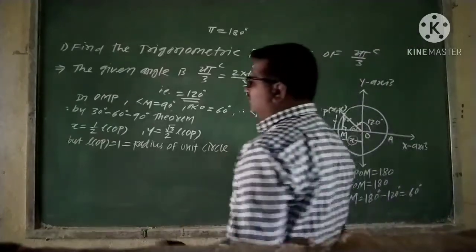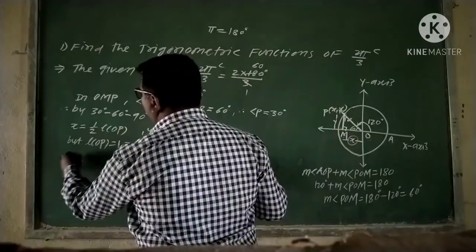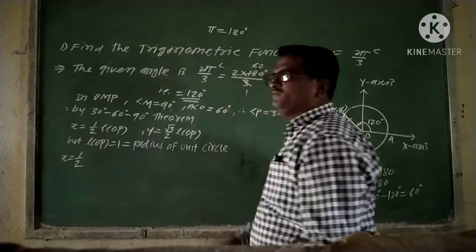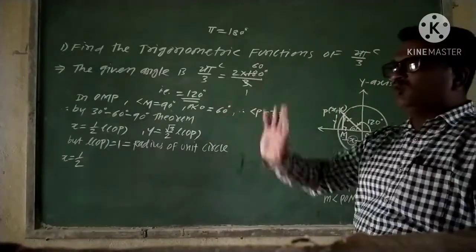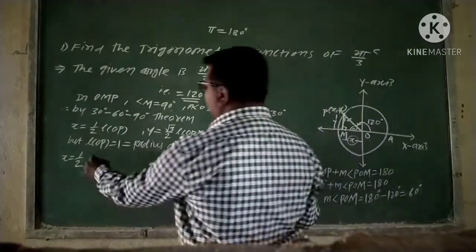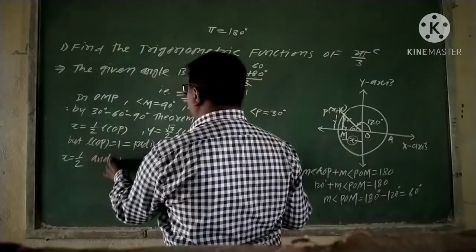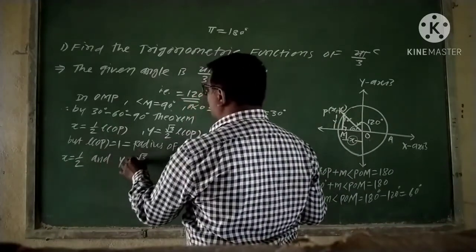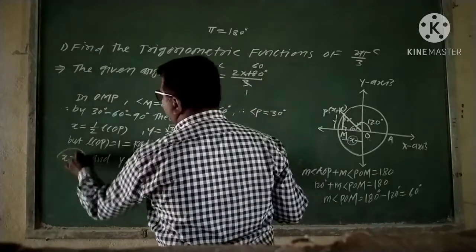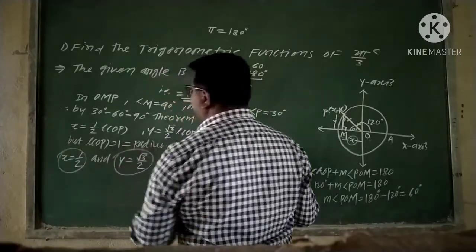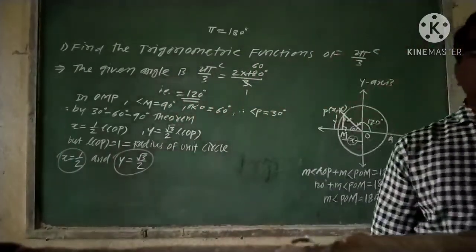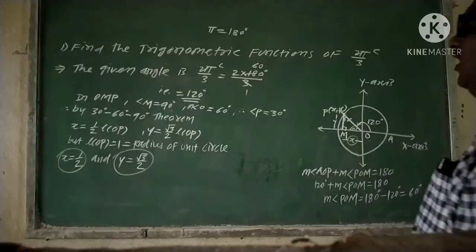Now here x is equal to half because the length OP is equal to 1, and y is equal to square root 3 divided by 2. These are the values of x and y.